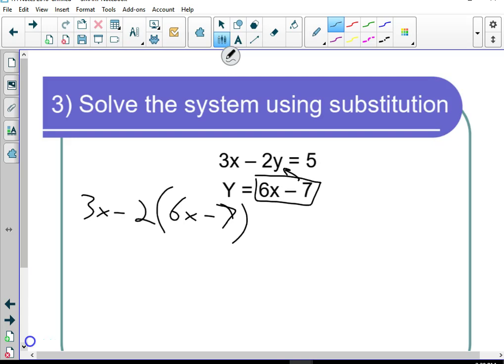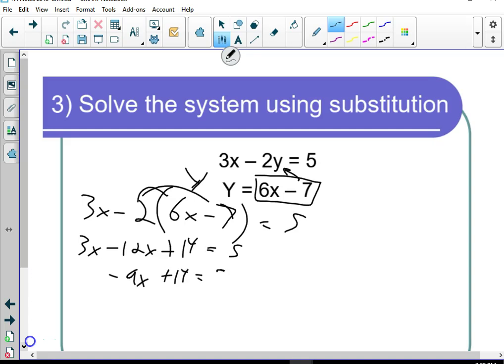So 3x minus 2 times y. Remember, this is all y right here. Equals 5. Now I'm distributing my 2. 3x minus 12x minus 14. Remember, because I'm setting it to both, equals 5. Sorry, my bad, plus 14 because it's negative times negative. Now, 3x minus 12x is negative 9x. Plus 14 equals 5. When I subtract 14, I'm going to get negative 9x equals negative 9. And again, this is very boring. X ends up being 1.